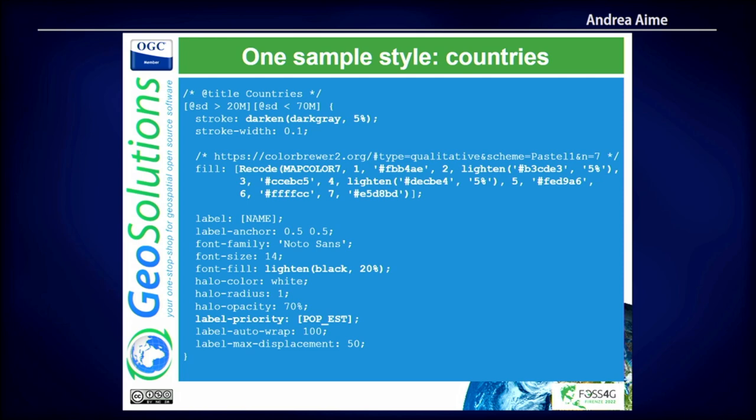And then you can look at stuff like labeling with labeling priority based on the population, so that we are sure to label the most populous countries first and the others after that.